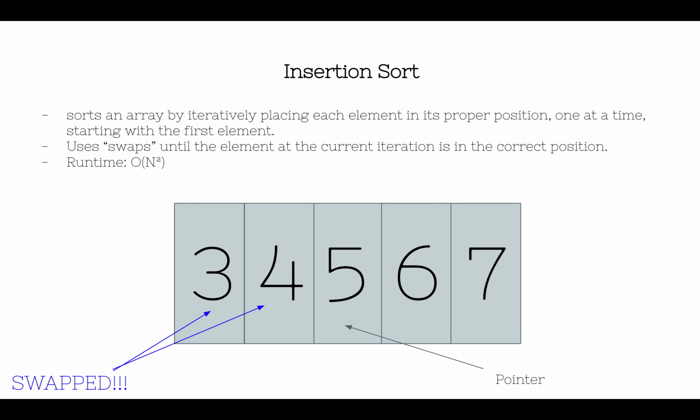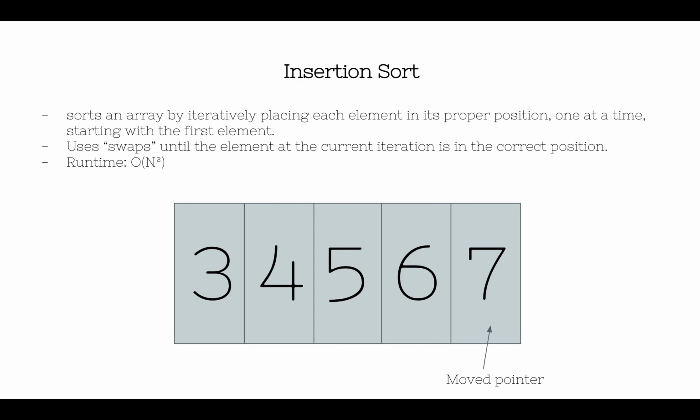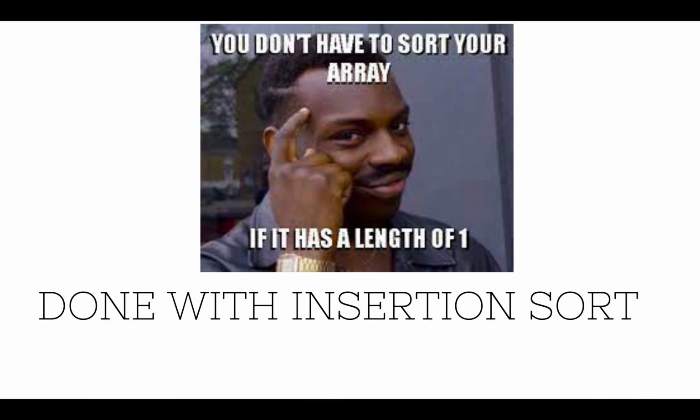We move our pointer to the third index, now pointing to 6. 6 is actually bigger than its left neighbor, so we cannot do any swaps. So we move our pointer. 7 is bigger than its left neighbor, 6, so we don't do any swaps. We can no longer increment our pointer, so we are now done with insertion sort.